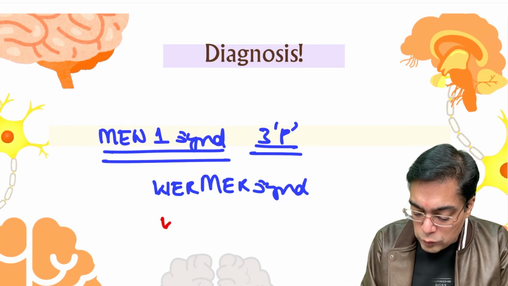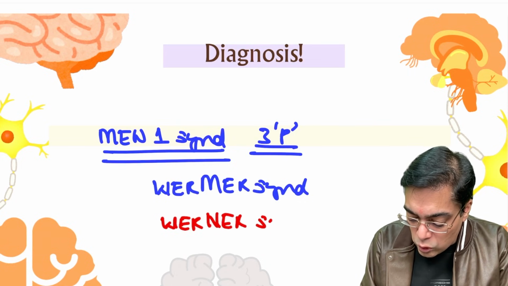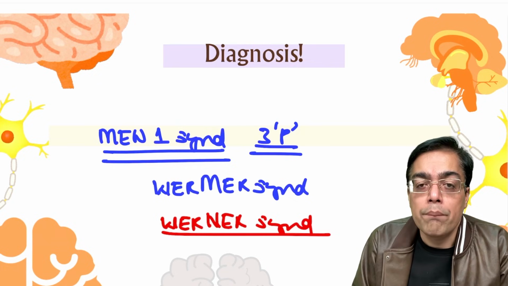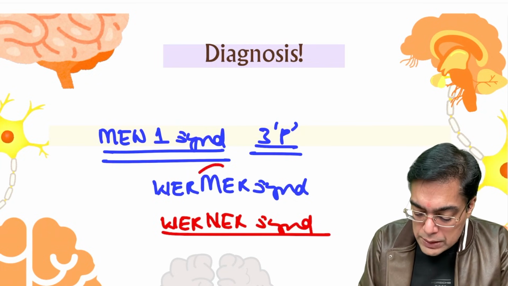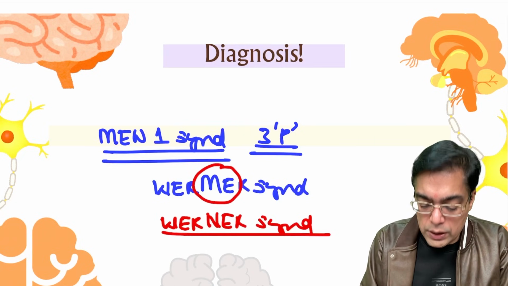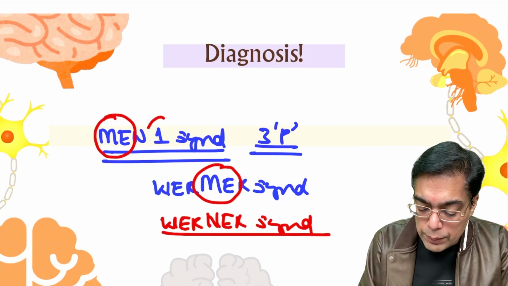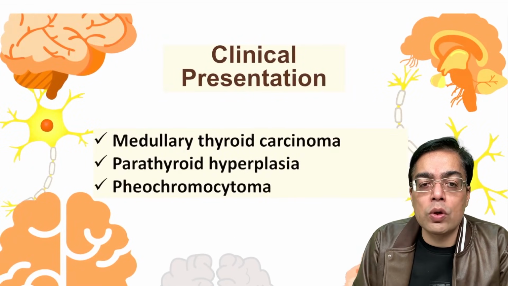Recall the fact, we have talked about this so many times earlier, guys. Werner syndrome is an example of a condition in which the patients are going to be having premature aging because of the defect at the level of the DNA repair genes. But what we are talking about is multiple endocrine glands being affected. ME is what is involved, multiple endocrine glands, and therefore that is going to be given the name of the MEN1 syndrome.